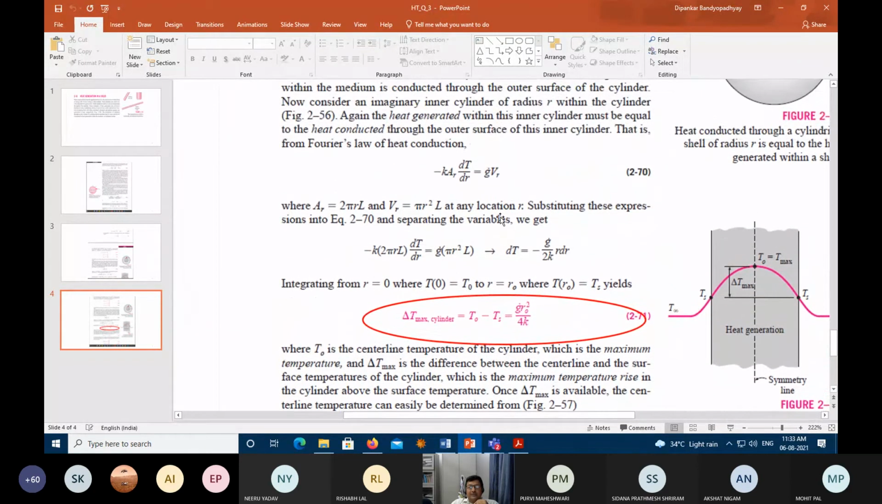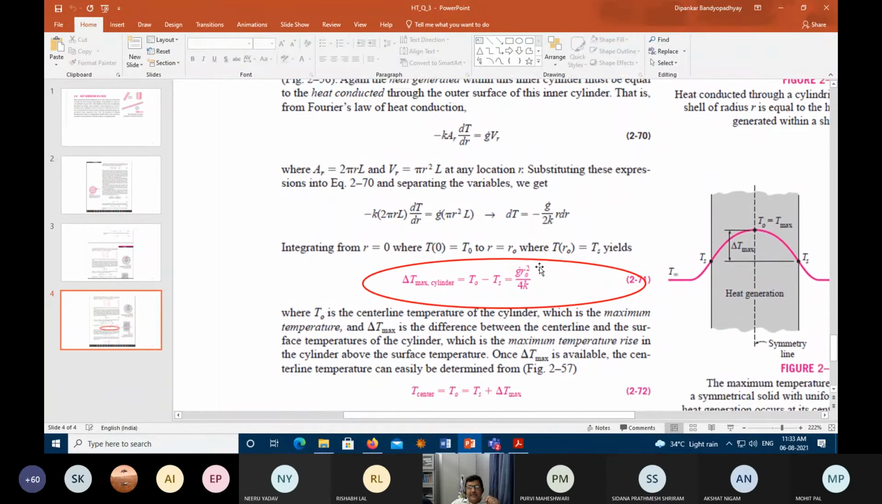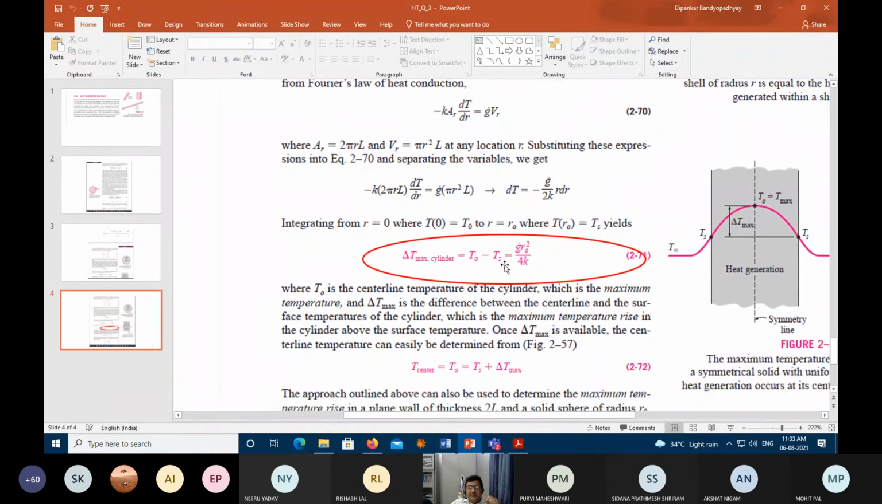So essentially what you are doing, you are saying this is the Fourier conduction, then this is the heat generation. They are equal. Whatever has been generated is conducted to water. And from there, if you put the area and volume of the cylinder, you obtain ΔT_max equal to T0 minus Ts equal to G R0 square, where G means E dot, R0 square by 4K, where K is the conductivity, R0 is the radius, T0 is the inside temperature, and Ts is the surface temperature, right?